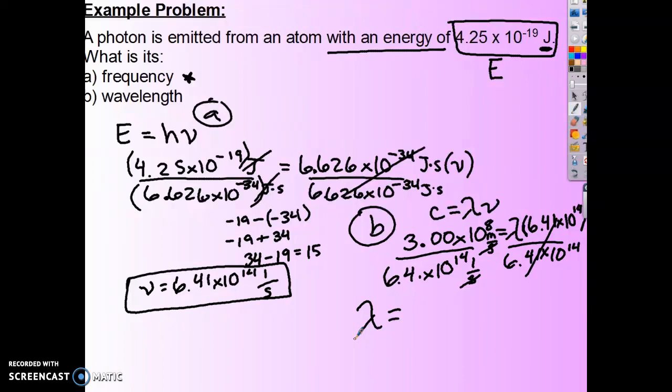Okay. 3 times 10 to the 8th divided by 6.41 times 10 to the 14. 8 minus 14, that should give us about negative 6. So let's see if that's what I get.